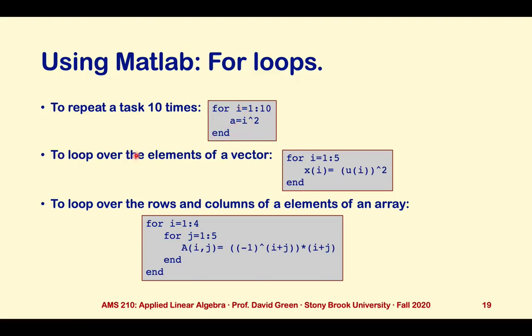We can also use the same structure to loop over the elements of a vector. Let's say that we wanted to create a vector that had the square of all of the elements of another vector. We could say for I equals 1 to 5, this is a length 5 vector, x(i) equals u(i) squared. This would create a new vector x whose elements are the elements of u all squared.